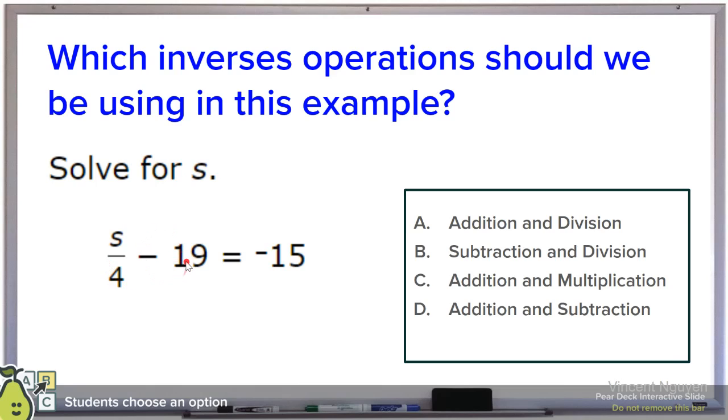To get s by itself, you have to remove the minus 19 and remove the division by 4. So to remove the minus, you have to add. To remove the division, you have to multiply. The two inverse operations we would use would be addition and multiplication. So choice C would be the correct choice, okay?